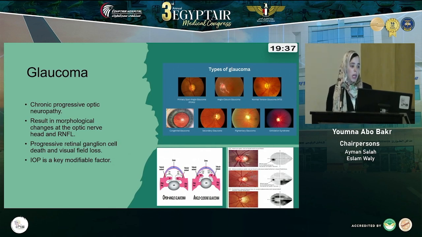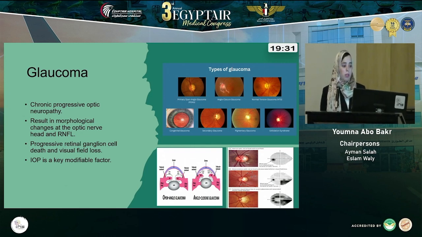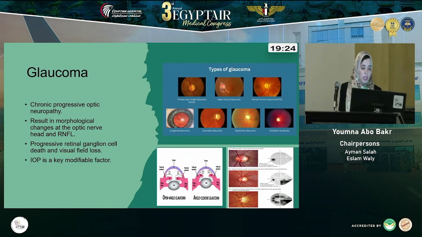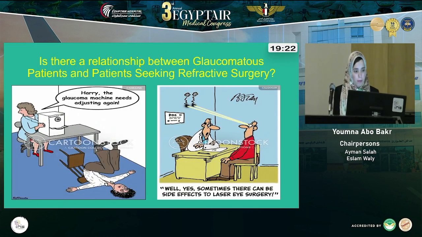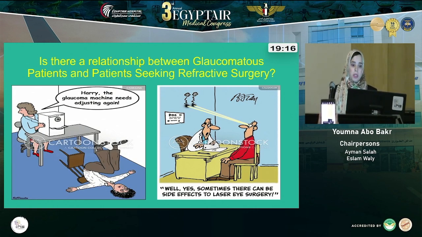Glaucoma is a chronic progressive optic neuropathy that results in morphological changes at the optic nerve head and retinal nerve fiber layer, progressive retinal ganglion cell death, and visual field loss. IOP is a key modifiable factor. So what's the relationship between glaucomatous patients and patients seeking refractive surgery?